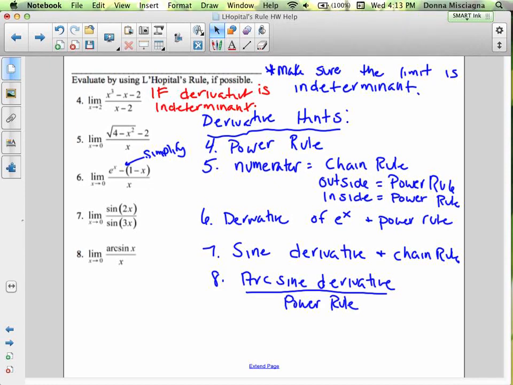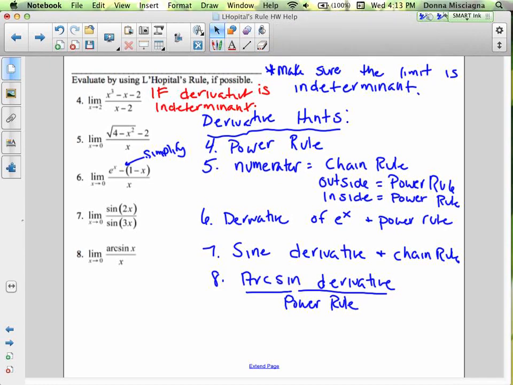Right? And some of these you may have to do more than once. I'm not going to go through what the derivative is for the second shot. If you have questions, get in contact with me, email me. Leave a message on the discussion board, etc. And I misspelled arc sine.